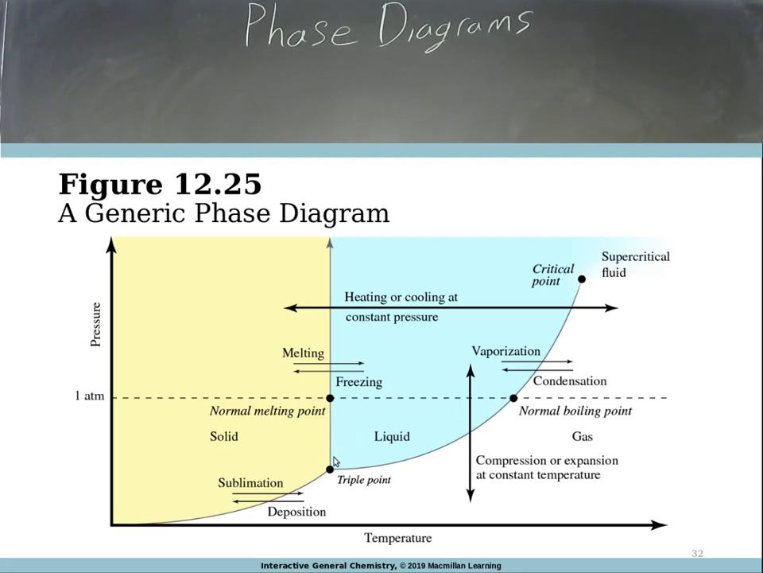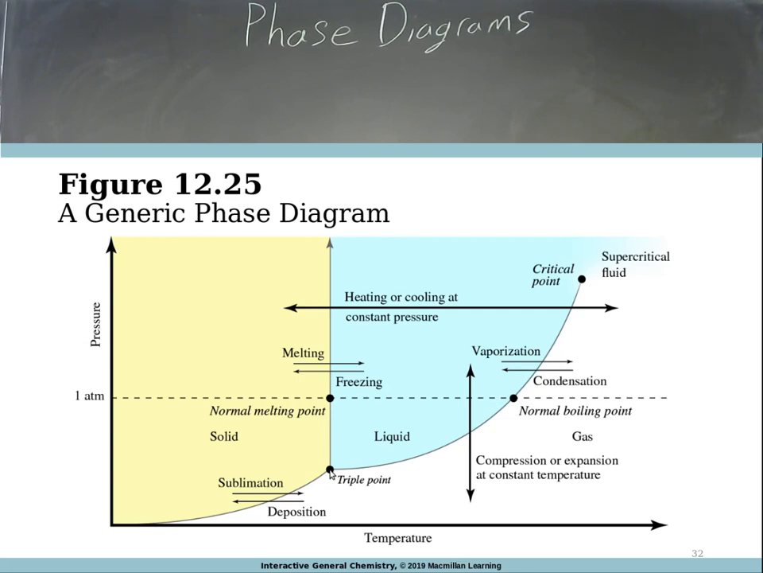Well, there's one point right down here where the gas and liquid and solid boundaries share a common intersection, and that is called the triple point. This is the one set of conditions of pressure and temperature where all three phases of matter are allowed to coexist in equilibrium. And I like to use an analogy here.